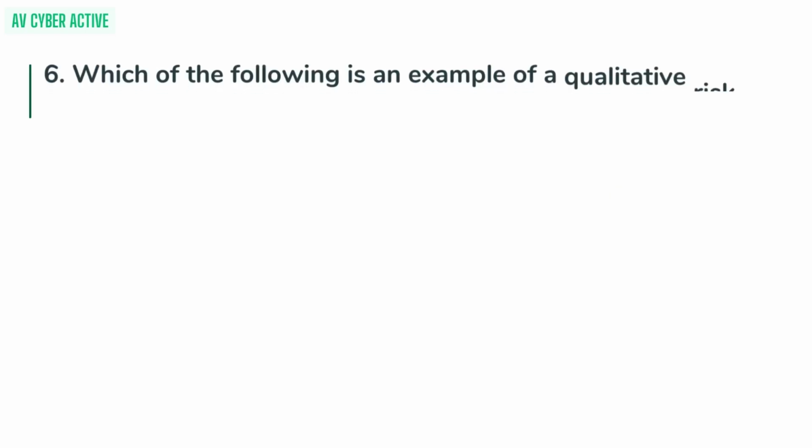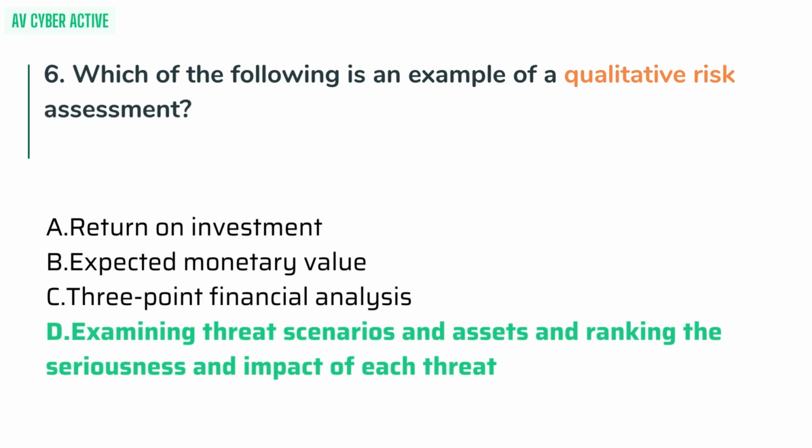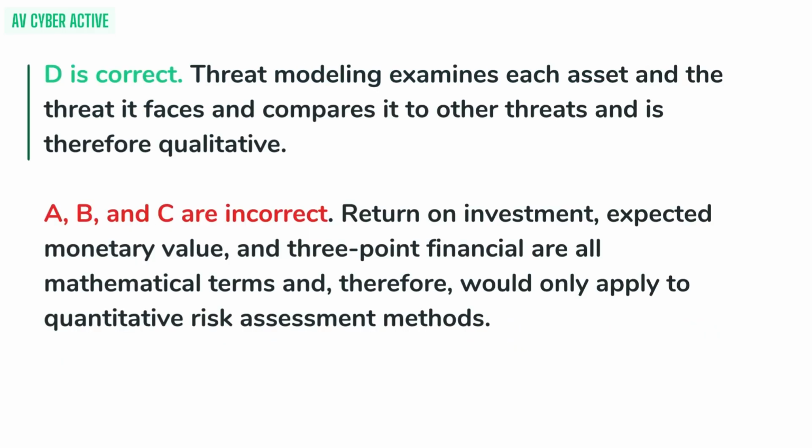6. Which of the following is an example of a qualitative risk assessment? A. Return on investment. B. Expected monetary value. C. 3-point financial analysis. D. Examining threat scenarios and assets and ranking the seriousness and impact of each threat. D is correct. Threat modeling examines each asset and the threat it faces and compares it to other threats and is therefore qualitative.